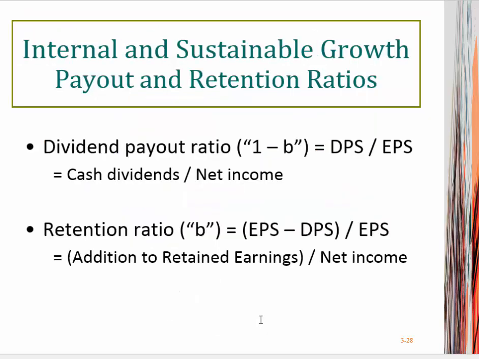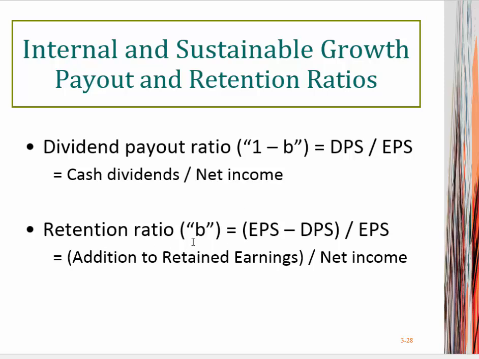The next discussion then talks about growth and how we measure the growth opportunities within the company. So let's first talk about dividends. The dividend payout ratio is dividends per share divided by earnings per share. So again, that's just how much money out of the profits has been distributed to shareholders.